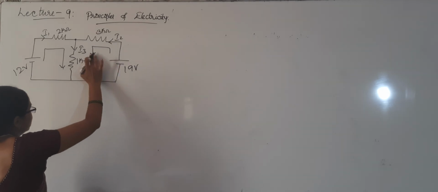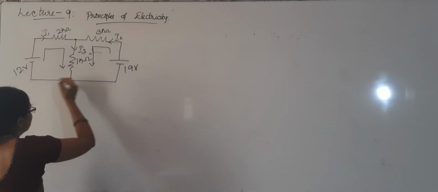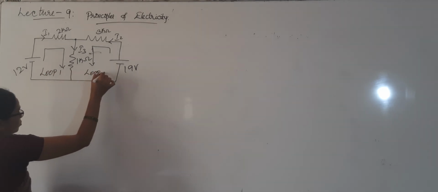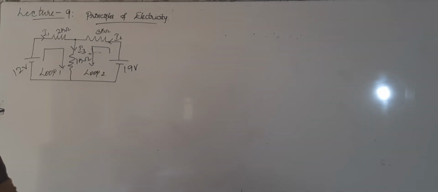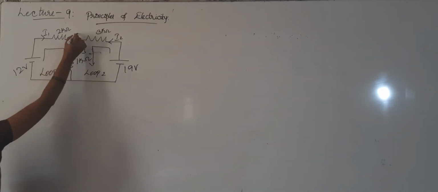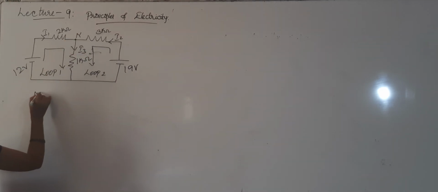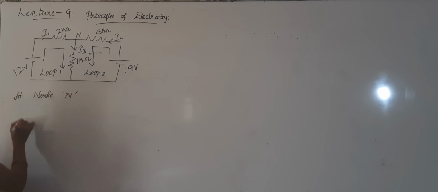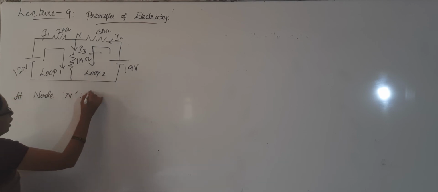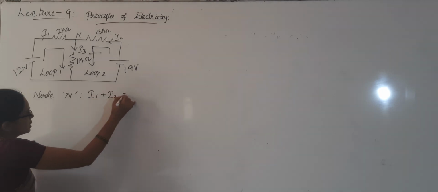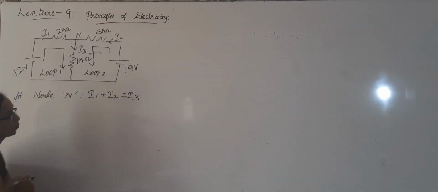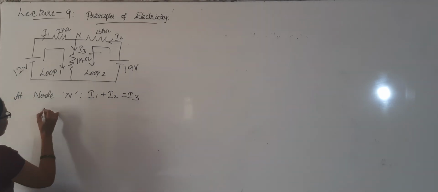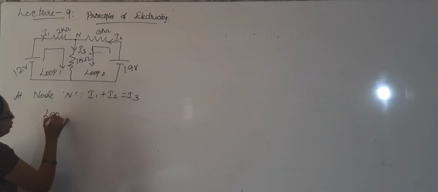We will take the opposite direction here. Loop 1, loop 2. Applying KVL at node N, what happens? I1 plus I2 is equal to I3, or you can also write I3 is equal to I1 plus I2.